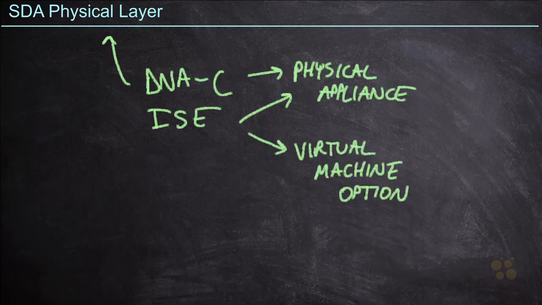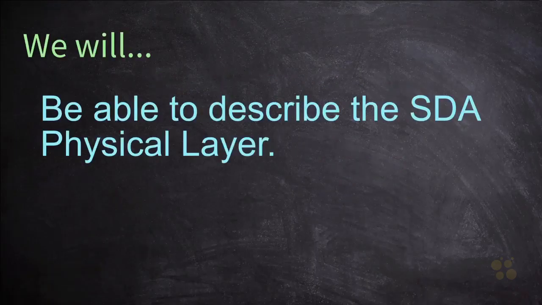So we have some nice options around that. It makes it a little more flexible and easier to deploy ISE compared to a physical appliance in DNAC. However, regardless of how it's deployed, Cisco considers these two controllers to be part of the physical layer, at least as far as the installation and connectivity elements are concerned. And with that, you are able to describe the SDA physical layer.